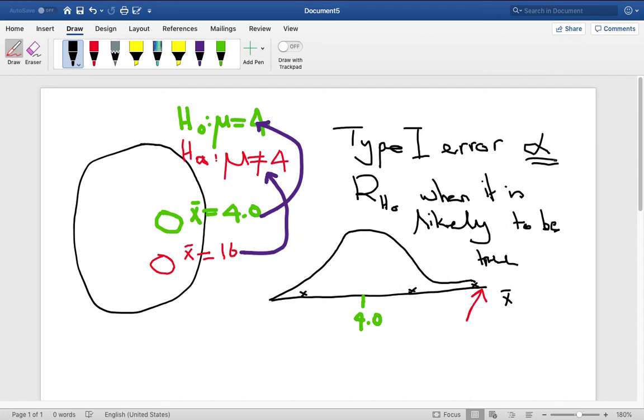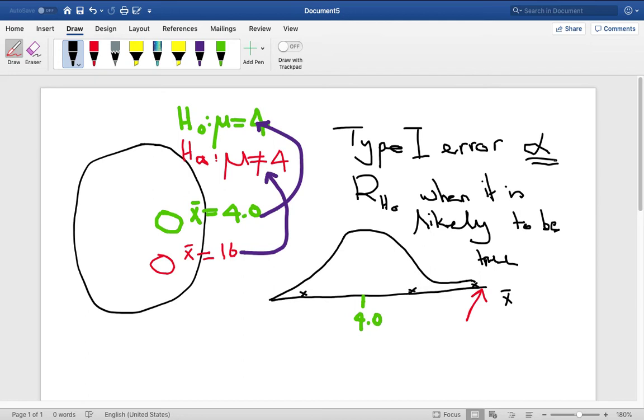We can't avoid that. So the issue then becomes, how much risk are you prepared to take in making this mistake of rejecting your null hypothesis when it is in fact true? Now, typically people say around 5%. I'm prepared to take a 5% risk in rejecting my null hypothesis when it's true. Some people say I'll take a 1% risk. Some people say I'll take a 10% risk. But most people say they're prepared to take between a 10 and 1% risk of rejecting a null hypothesis when it's true. But let's go with 5%, somewhere in the middle.